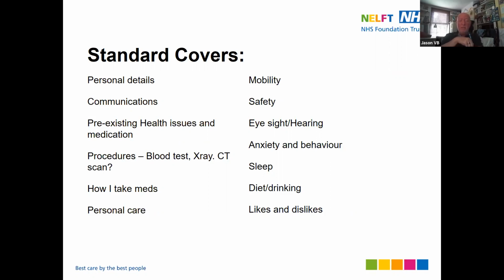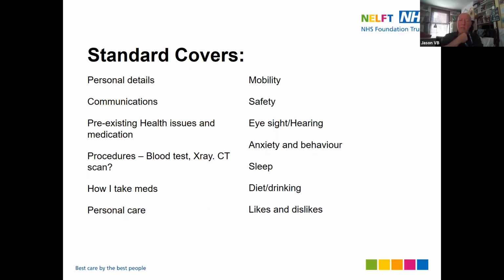Personal care, obviously, if someone is an inpatient in hospital, they will have to be supported. And again, it's good to know what the baseline is, so that no matter how that person's presenting today, in a few days' time or a week's time, we know what baseline they need to get back to, with an aim to put a care plan in place to get them back to their standard baseline.